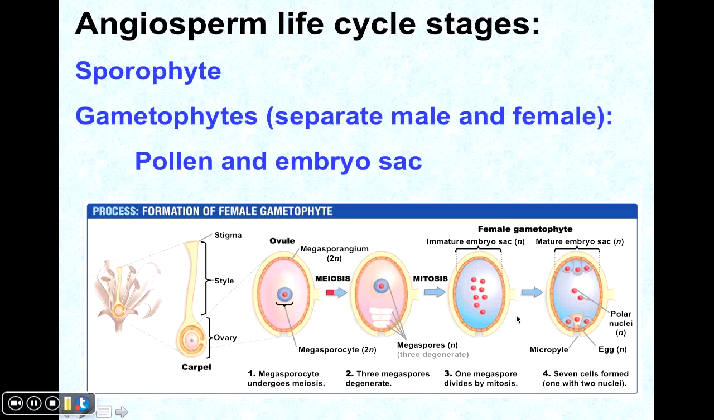So I just want to point out that the gametophytes in flowering plants are highly reduced structures, very, very small, compared to the gametophytes in, let's say, mosses, which are these relatively large, green, leafy, dominant stages of the life cycle of those more primitive types of land plants. So that was very brief, but that gives you a general overview of some of the characteristics of the life cycles of land plants.